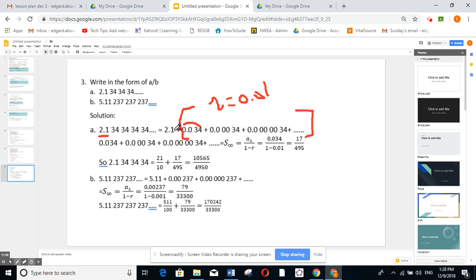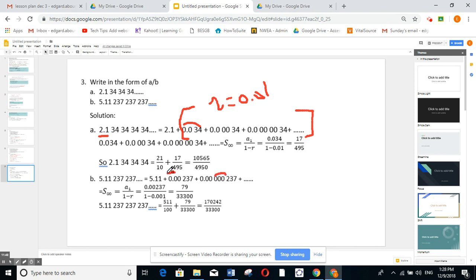2.1, if you multiply up by 10 and down by 10, will be 21 over 10. If you use the same denominator, you multiply 21 by 495 plus 17 times 10, over this product. And if you use your calculator and divide, you're going to get this one. Here, I split it: 5.11 plus 0.00237. Then I add, because the repetition is 3, each time 3 zeros.